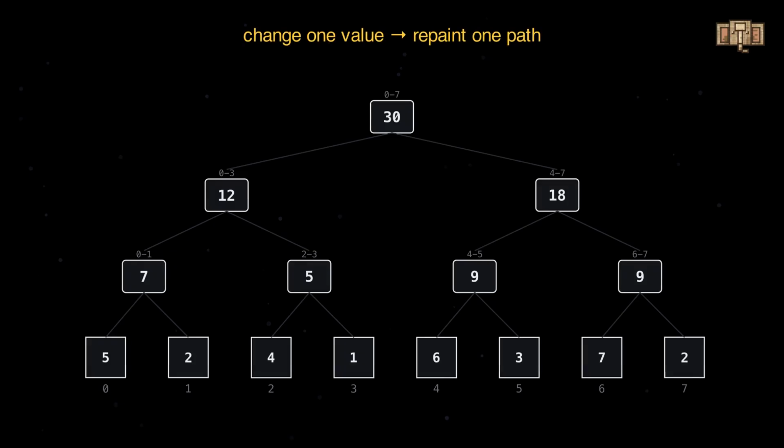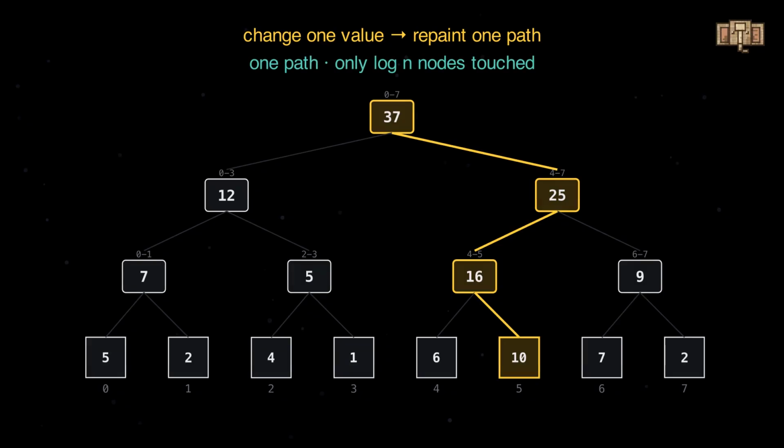Now what if we change position 5 from 3 to 10? Only the blocks that actually contain it are now wrong. And those blocks all lie on one single path, from the leaf straight up to the root. So we walk that path upward, adding the difference, plus 7 to each node. Position 5 becomes 10, its parent climbs to 16, then 25, and the root lands on 37. One path, a handful of nodes, no tail to rebuild.